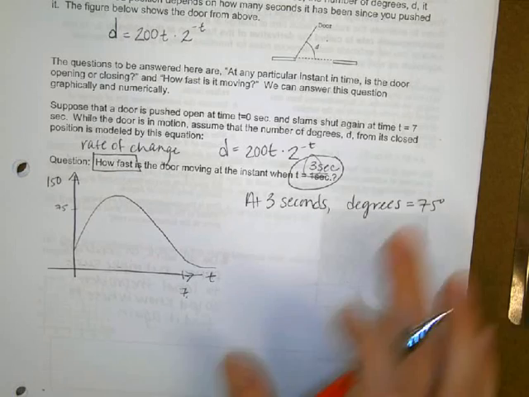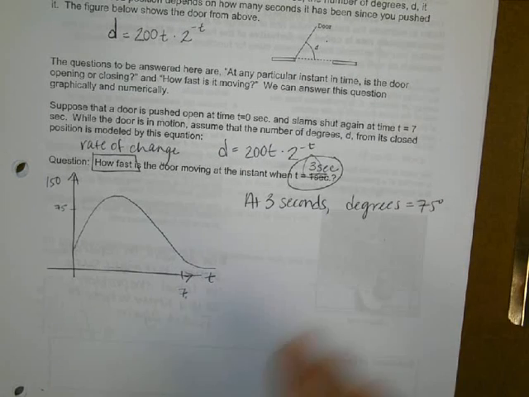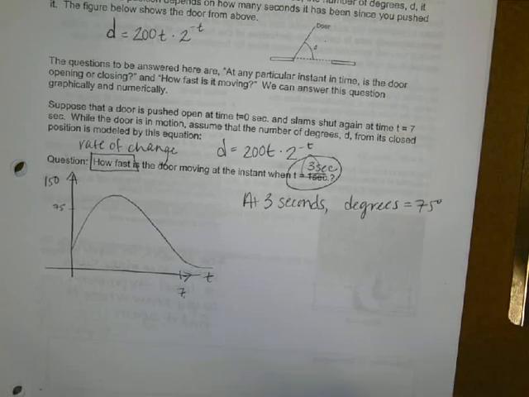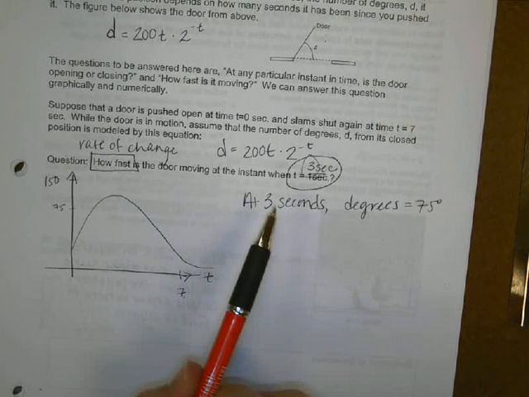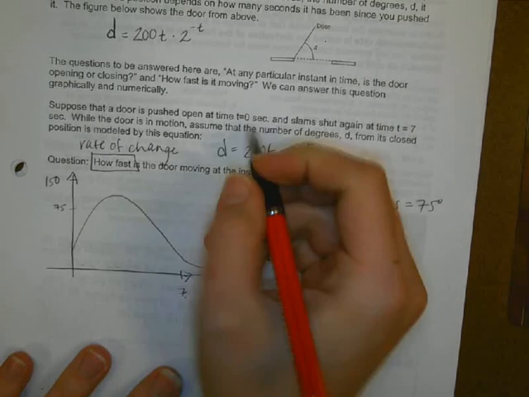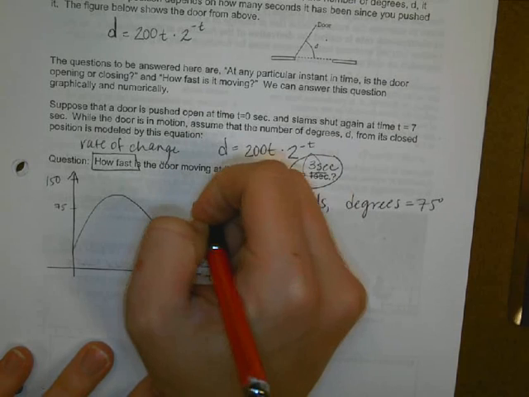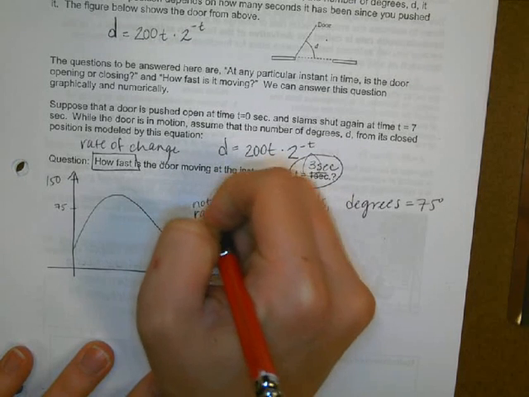But that's not talking about how fast it is. That's just talking about how many degrees it's open at the particular instant of 3 seconds. This is not a rate of change. It's not a speed.